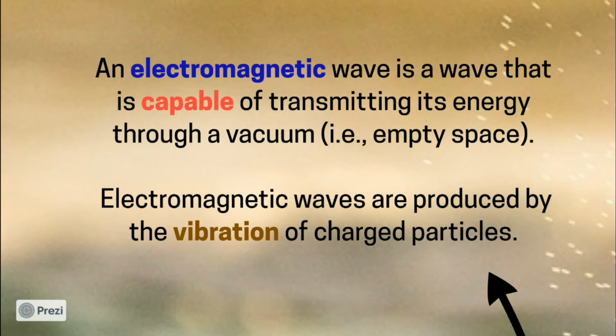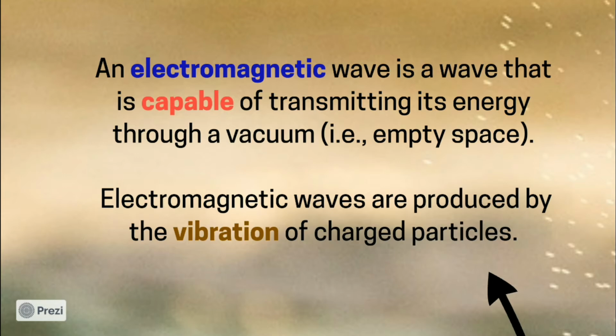An electromagnetic wave is a wave that is capable of transmitting its energy through a vacuum. This is an empty space, so it doesn't need any medium that will carry the wave, because an electromagnetic wave can already transmit from one location to another without any carrier.